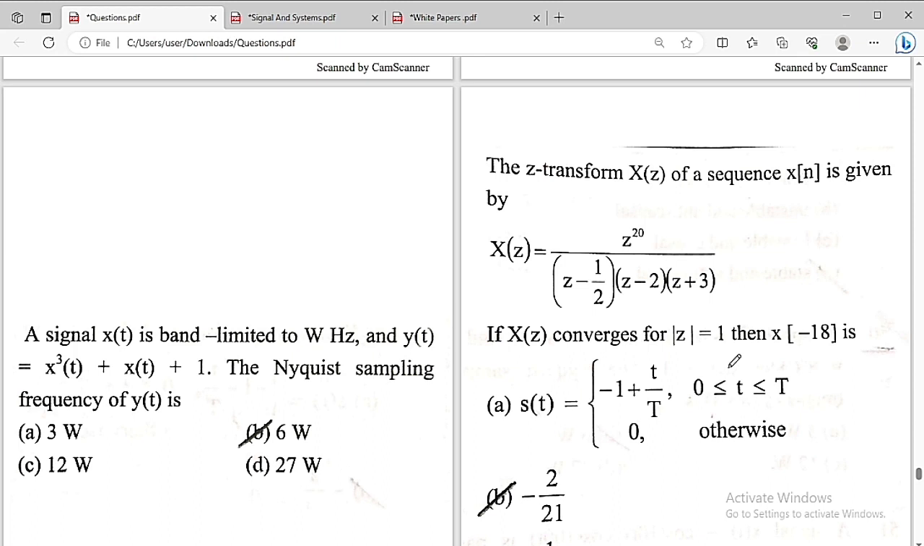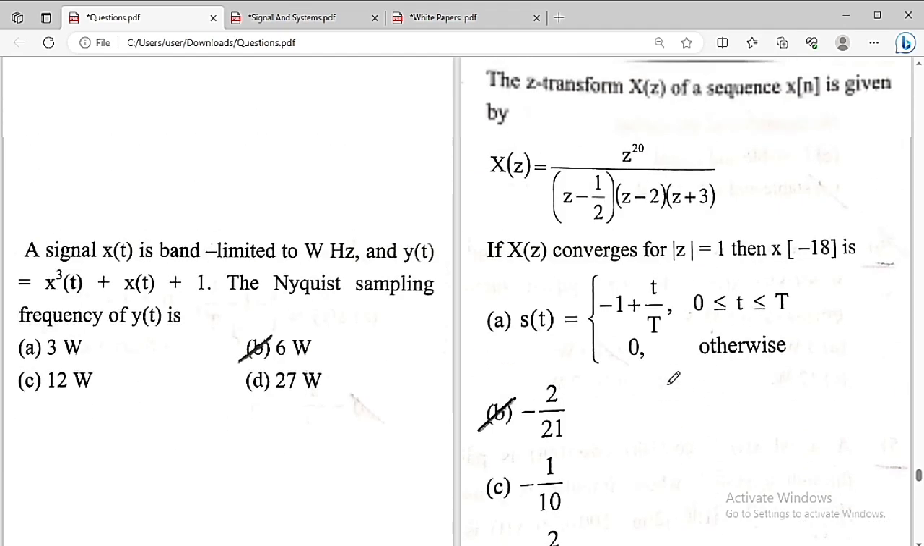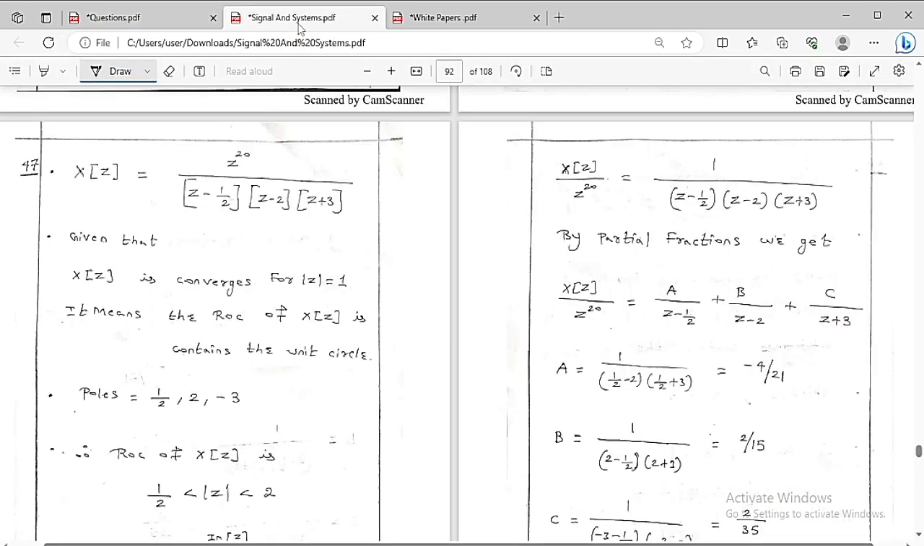Then x of minus 18 means at n equal to minus 18, what is the value of x of n? It is 0. So out of the four options, option B, which is minus 2 by 21, is the correct solution of this question. So let's solve this numerical.